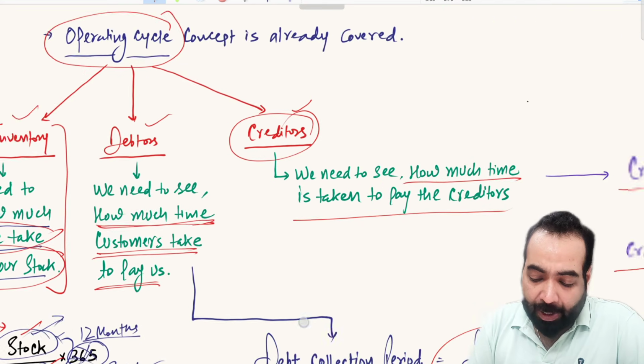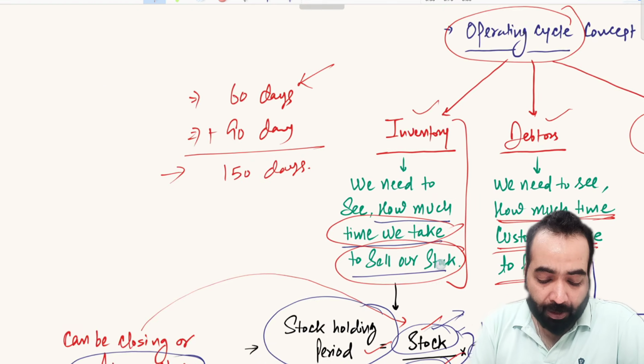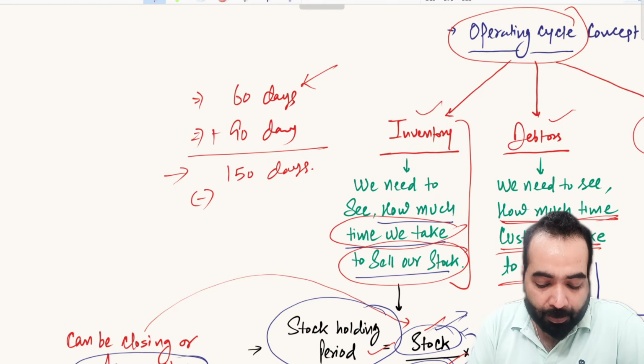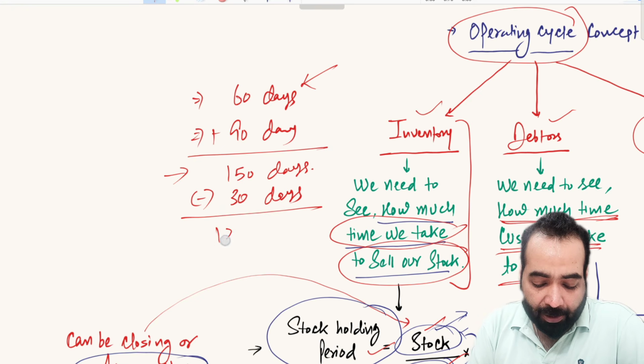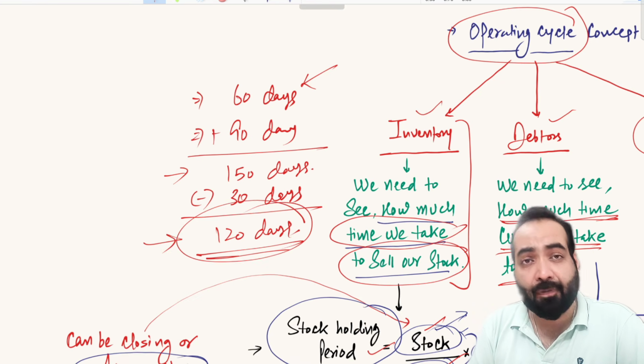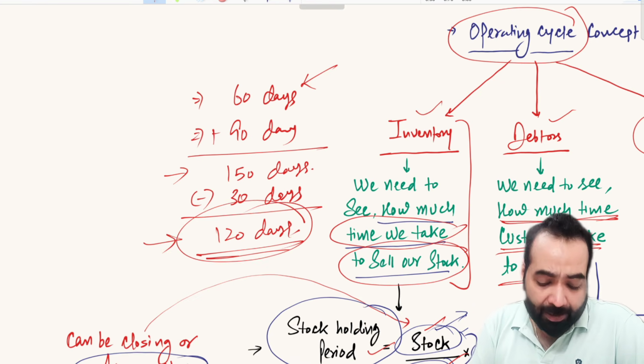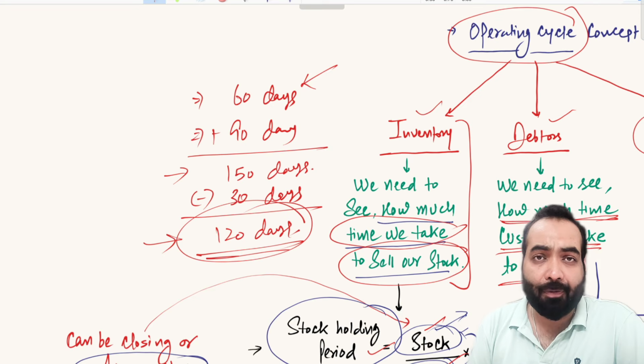But you get support from your creditors. Suppose you get support of 30 days from your creditors, you pay them late by 30 days, right? So, in a nutshell, 120 days is the period in which your funds remain blocked in working capital. That is your operating cycle, kind of, right?